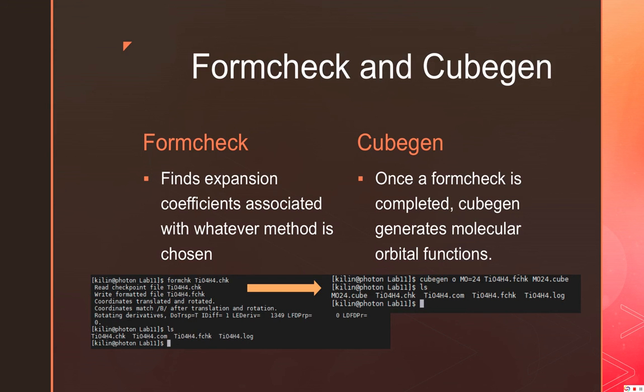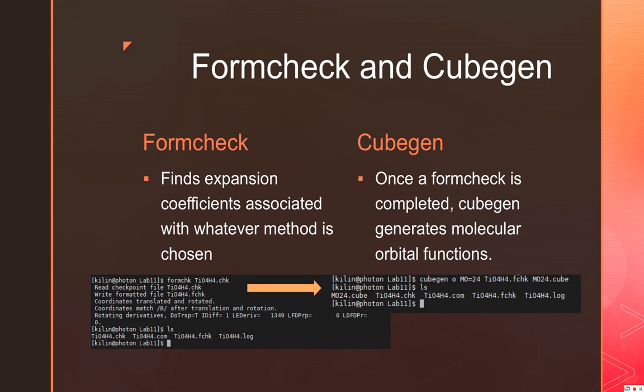So now we'll talk about the commands that generate these calculations. So formchk, this finds the expansion coefficients associated with whatever method is chosen, whether you're using Hartree-Fock, DFT, etc. To do this, all you do is type in formchk and the check file that you have associated with a calculation, and then it will generate the coefficients. It finds the expansion coefficients.